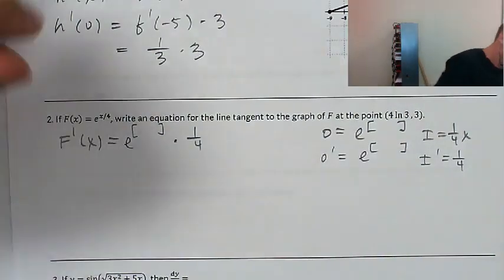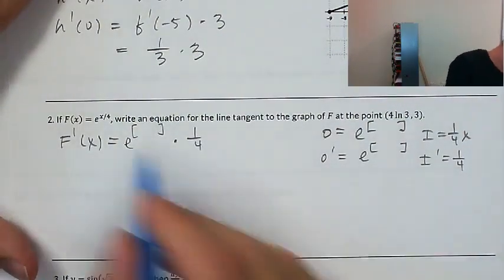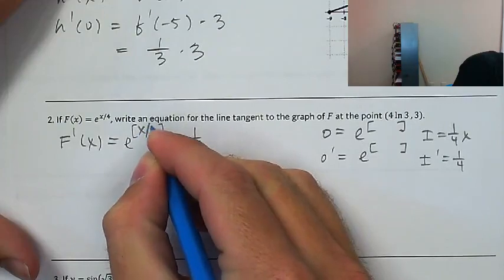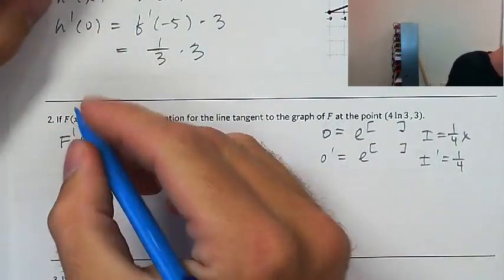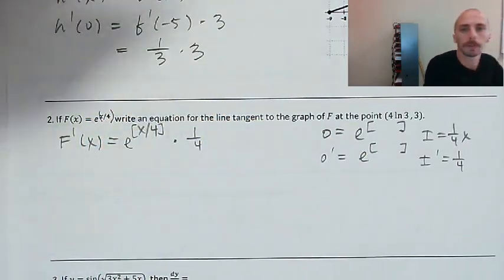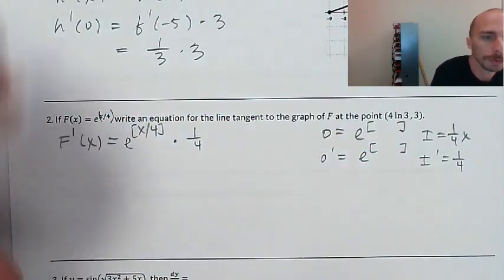Okay. So I'm going to replace this with whatever went in there in the first place, and that's x over 4. And if you have trouble recognizing exponentials as chain rule things, slap some parentheses around the exponent, right? Just to remind yourself when you see that.